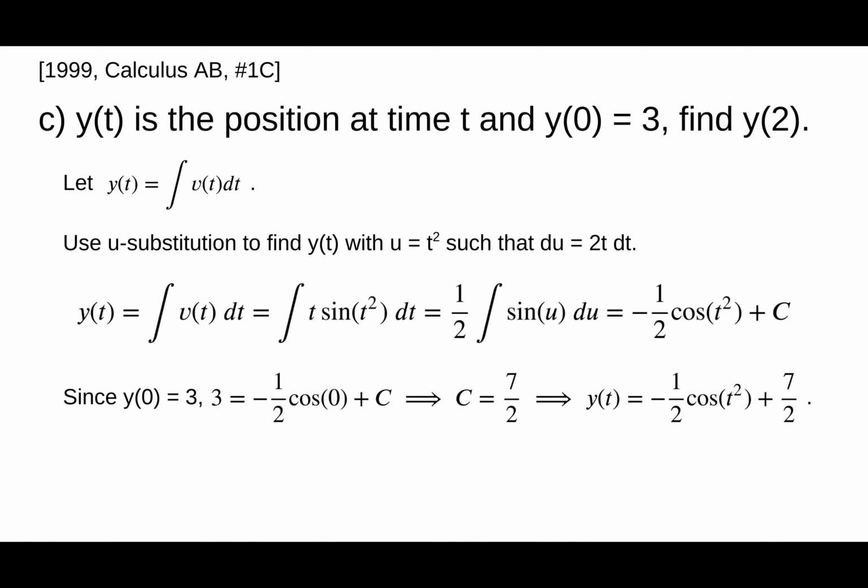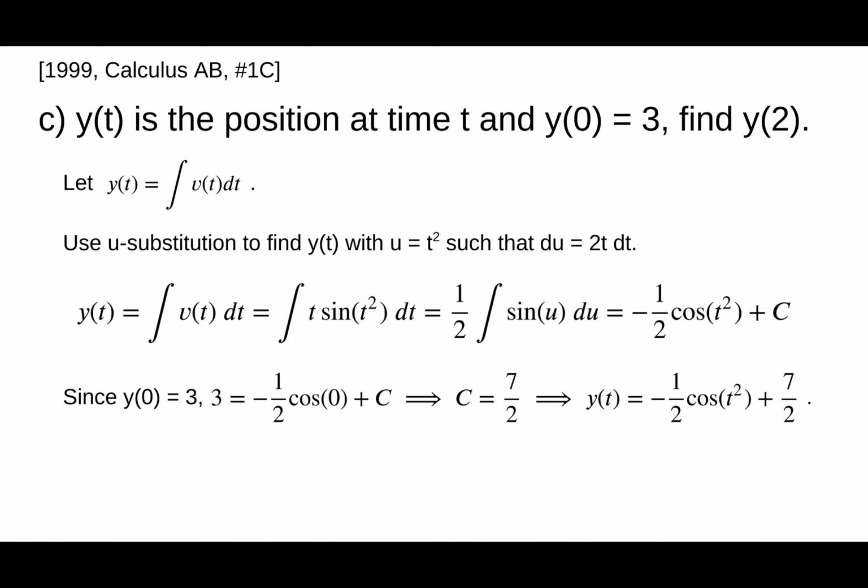Now, we use the information that y of 0 is equal to 3. So we set t equal to 0, y of 0 equal to 3, and then we have the equation 3 equals negative 1/2 cosine 0 plus c. Cosine 0 is just 1. So negative 1/2 times 1 is negative 1/2. 3 equals negative 1/2 plus c. This implies that c is equal to 7/2 or 3.5 if you prefer decimals.